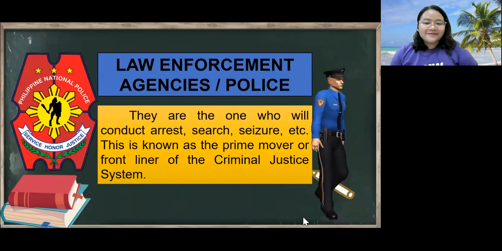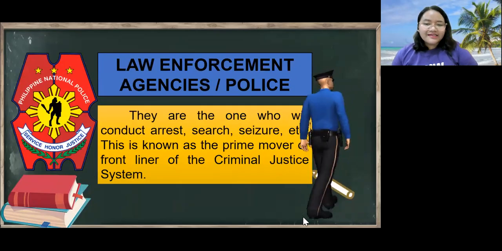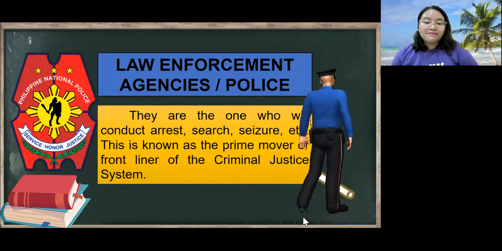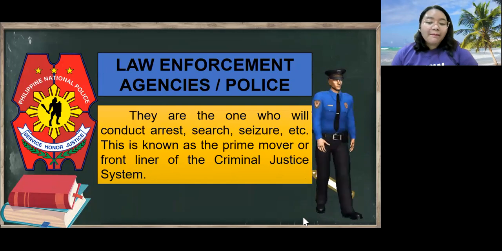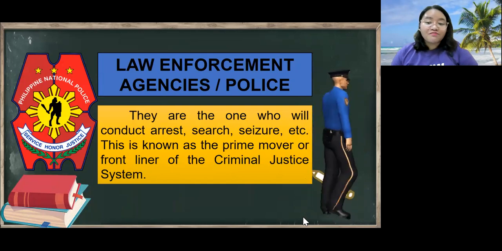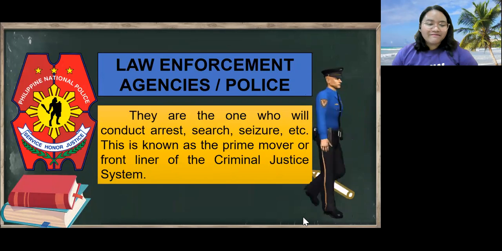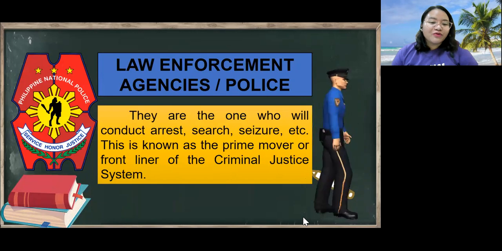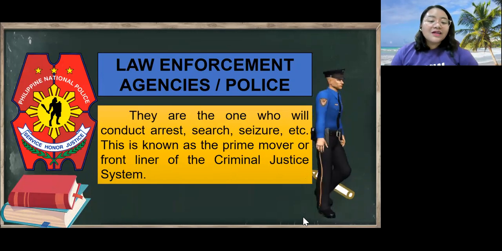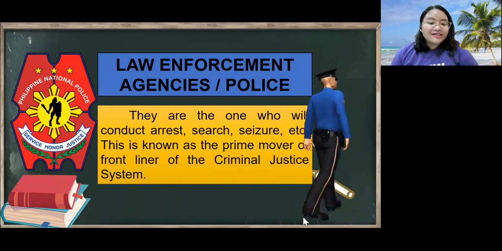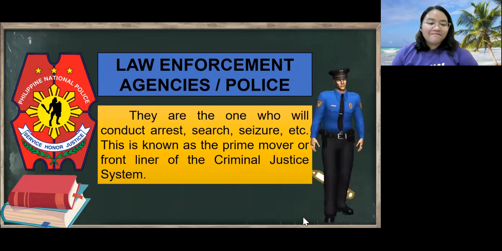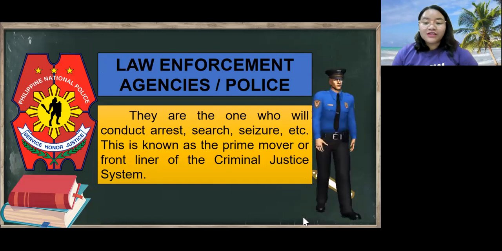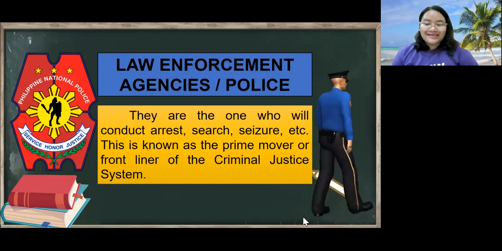So let's start. Same with the American system, our justice system starts from the moment the police or law enforcer apprehends a person suspected of the commission of a crime. As you can see on the screen, law enforcement agencies or the police are the ones who will conduct arrests, search, seizure, and so on. So this pillar is known as the prime mover or the frontliner of the criminal justice system.